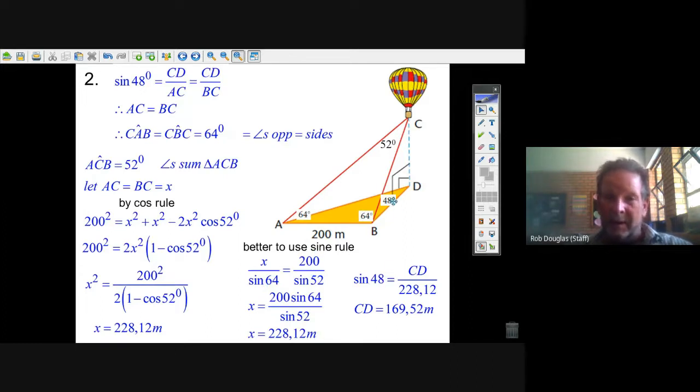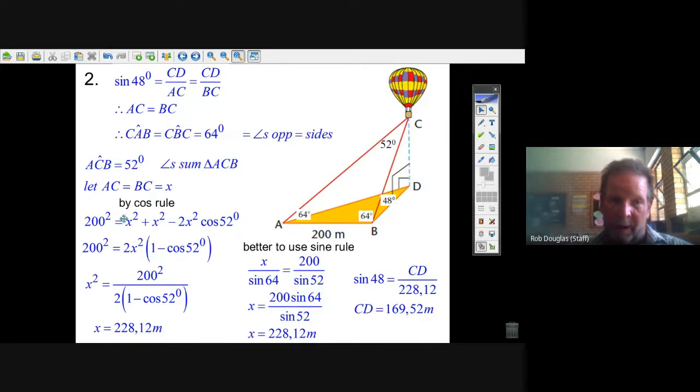Now we know the sine of 48 degrees is this height that they're asking for over this side of 228.12 meters. All we do is multiply the sine of 48 times 228.12, and we get CD, the height the balloon is above. So the answer for the height is 169.52 meters.